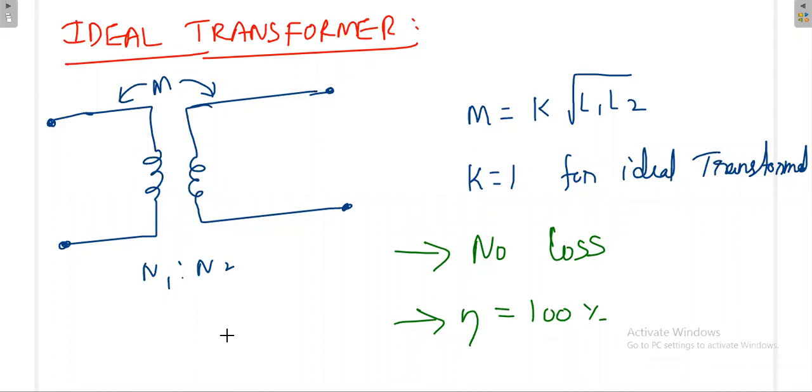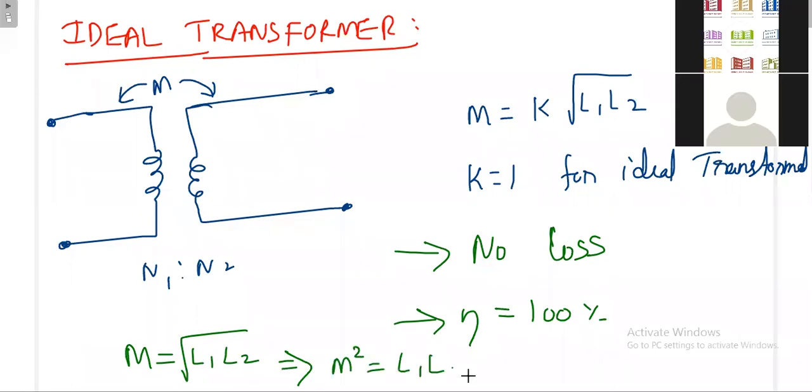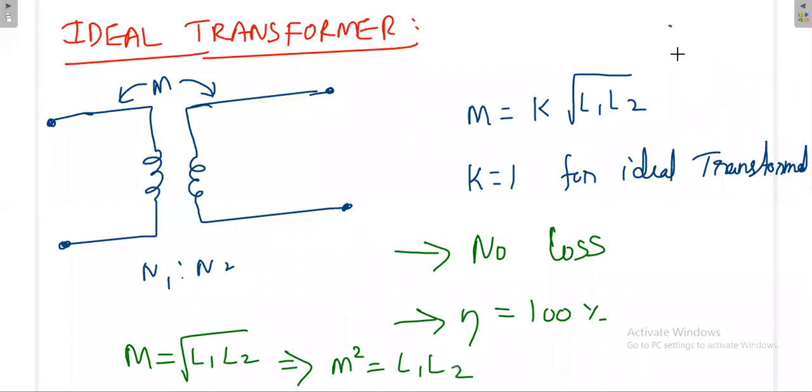The rest of the equations are the same. When k is equal to 1, you can write M is equal to the square root of L1 and L2. So that means M square is simply L1 L2. So this is the relationship for the ideal transformer.